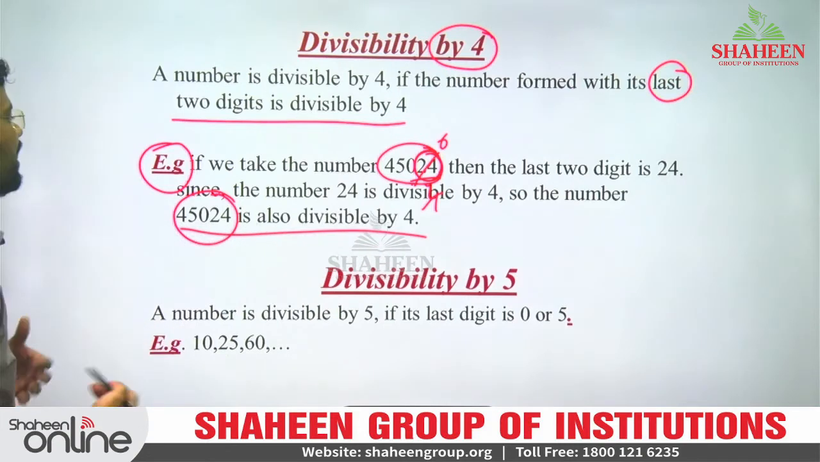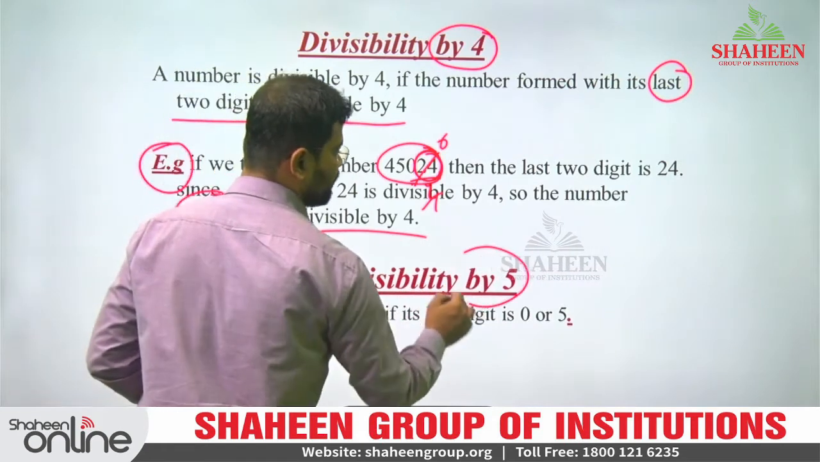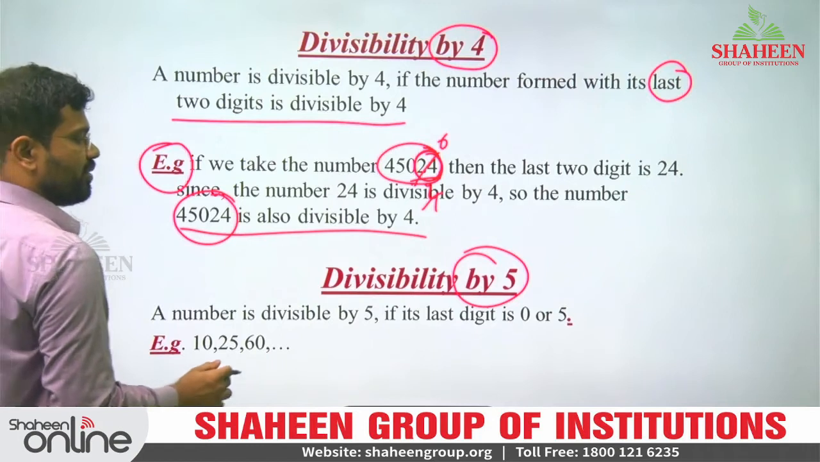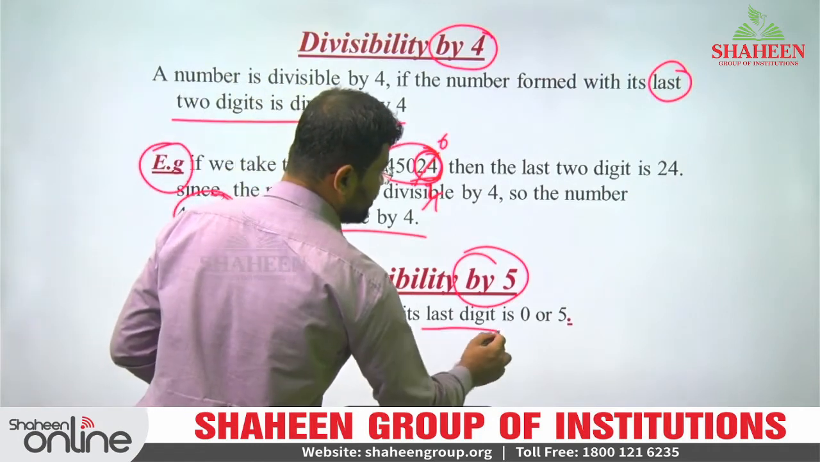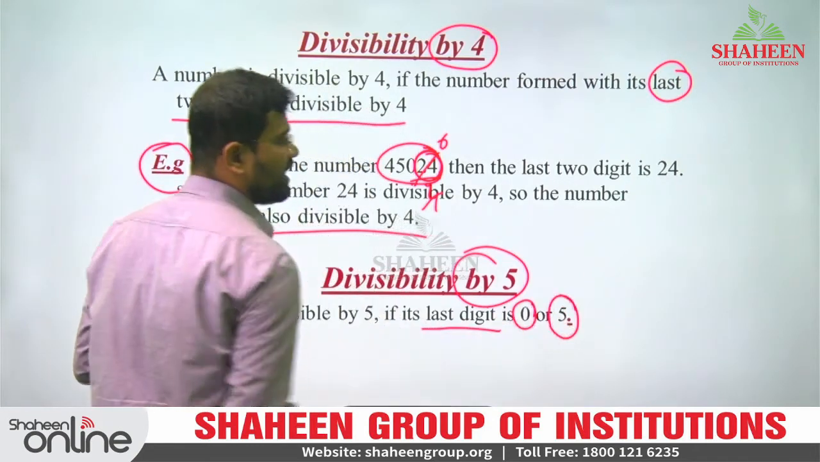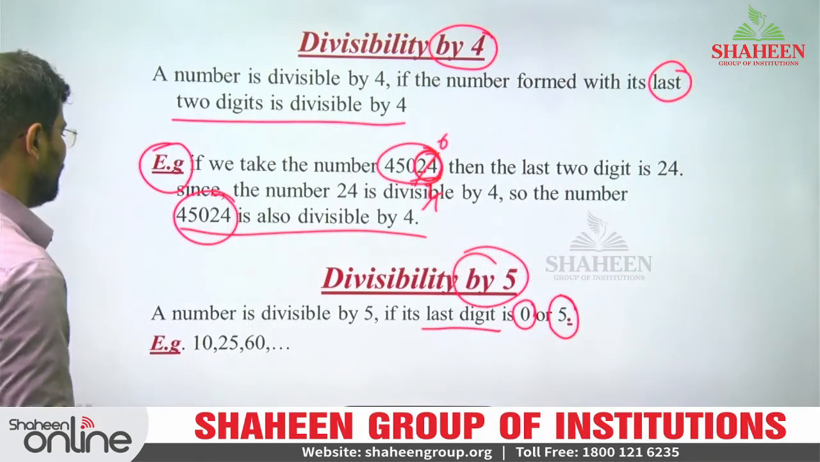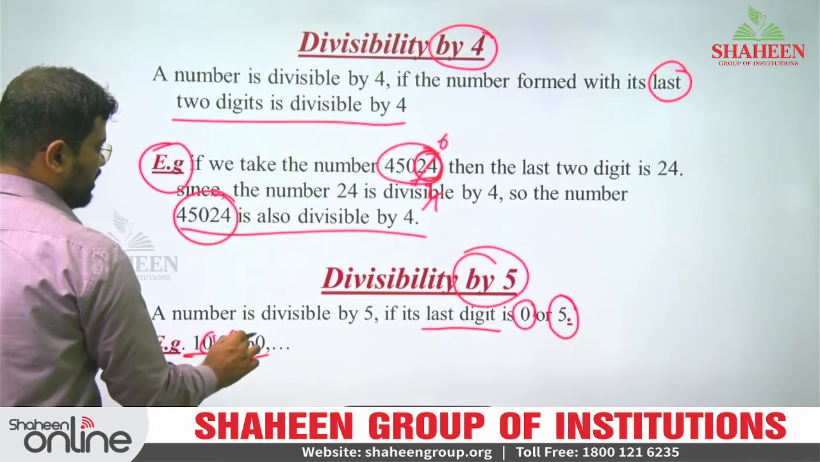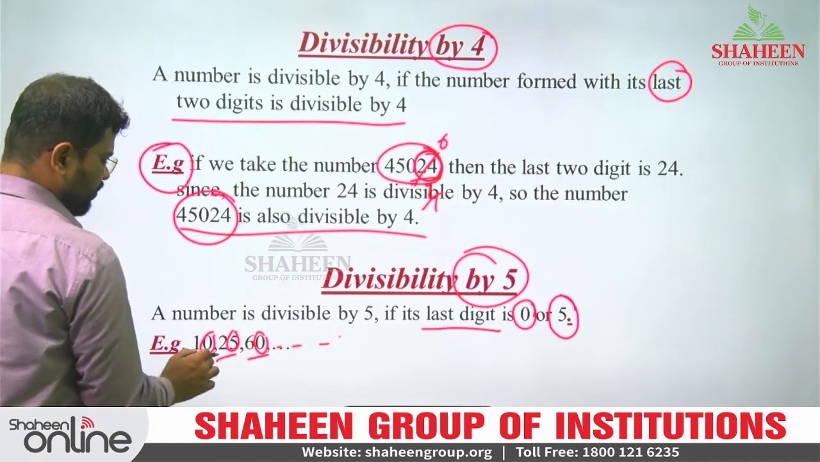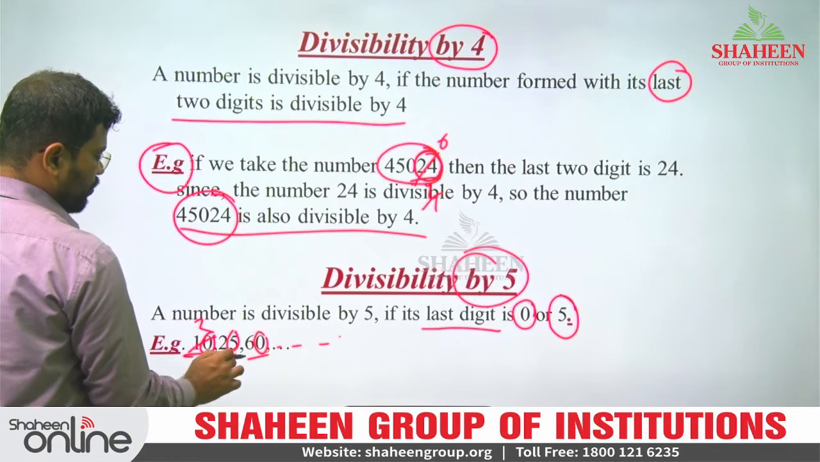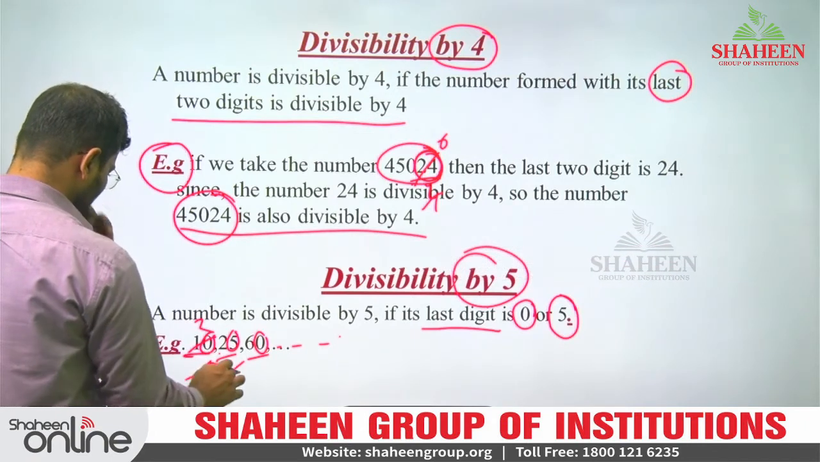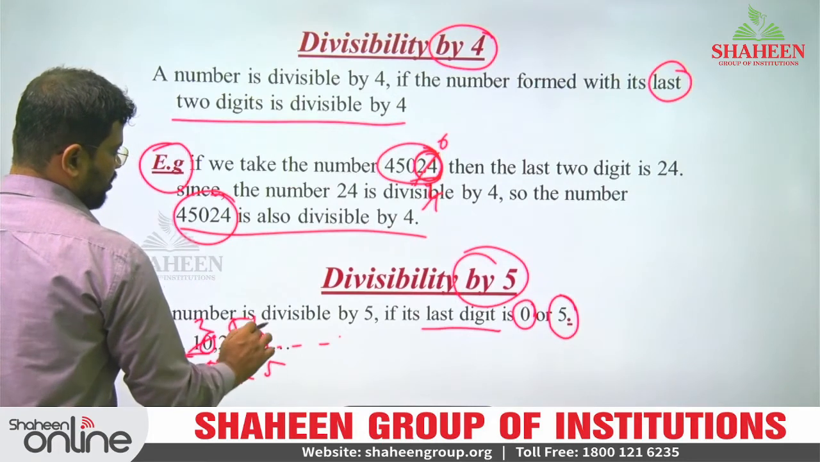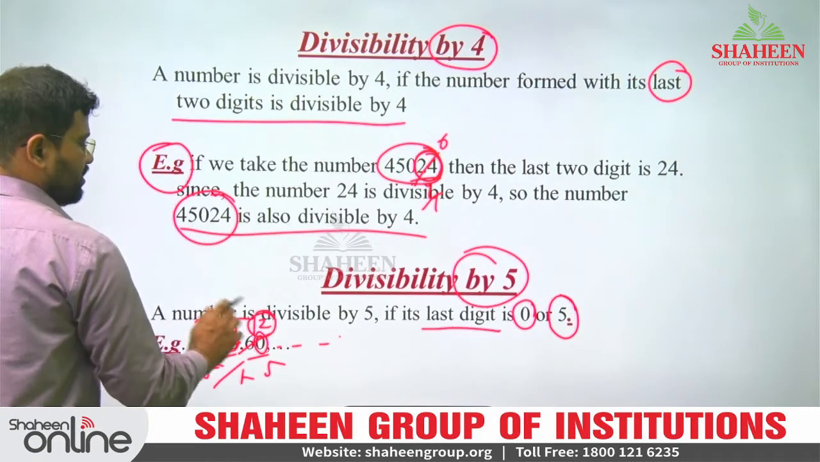Now let us move to divisibility by 5. A number is divisible by 5 if its last digit is 0 or 5. The last digit is nothing but the units place. Look at here, 10, 25, 60. So it is 0, 5, 0 and so on. Yes, of course. Look at here, 5 into 2 is 10, 5 into 5 is 25, again 5 into 12 is 60. Yes, done.